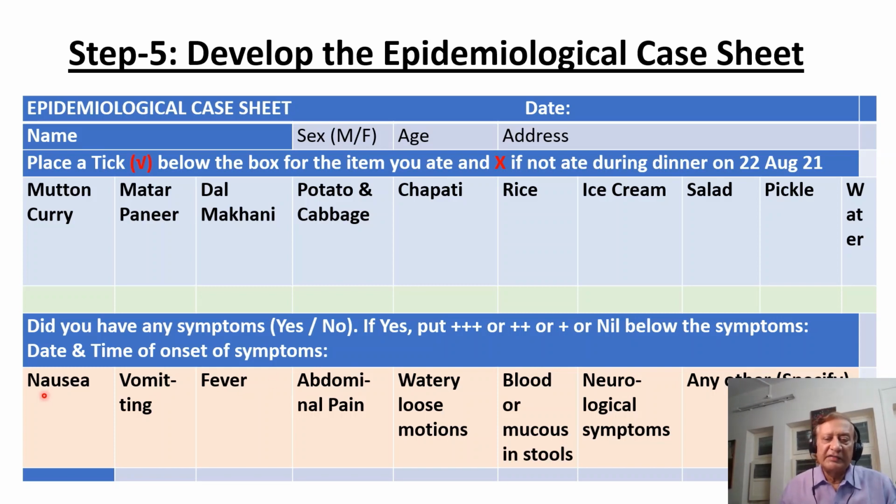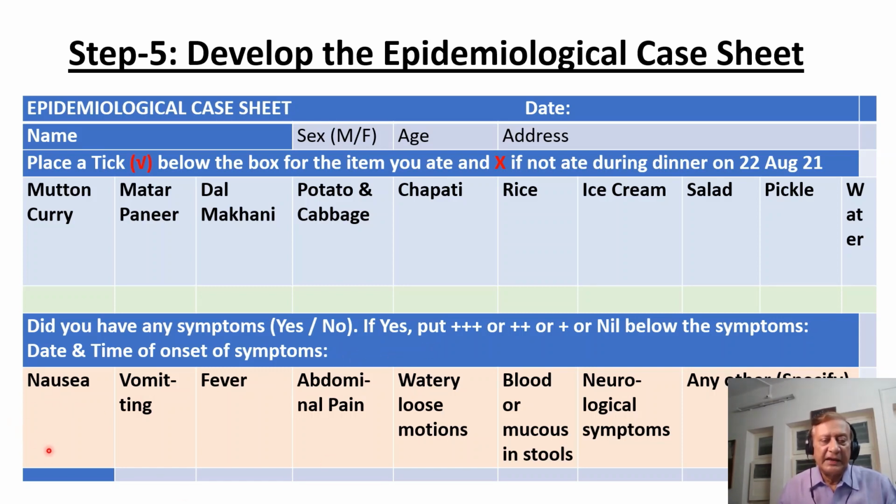And all the symptoms which are possible in any food poisoning episode are listed here: nausea, vomiting, fever, abdominal pain, cramps, watery loose motion, blood or mucus in the stools, neurological symptoms, or any other symptom which is to be specified. Now, suppose the subject says, I did not have any symptom. So you just write no here and everything becomes a cross or no. On the other hand, the person says, yes, I had symptoms. So he writes yes here.